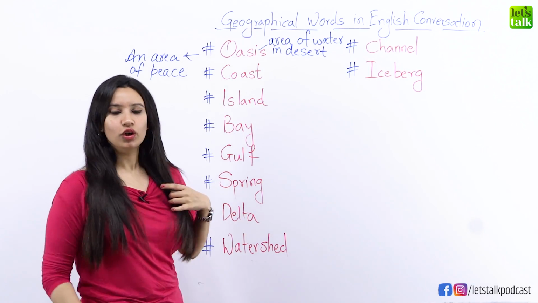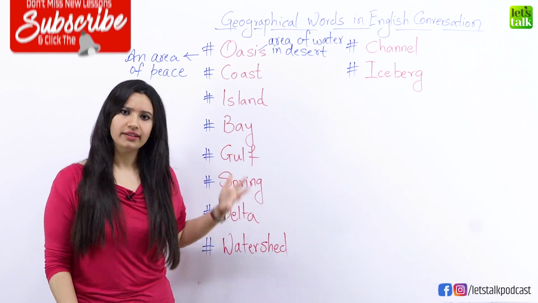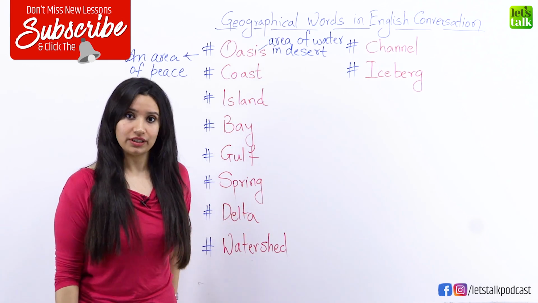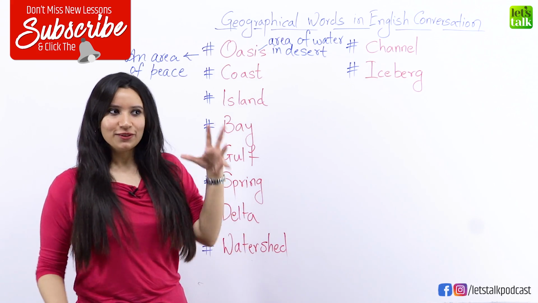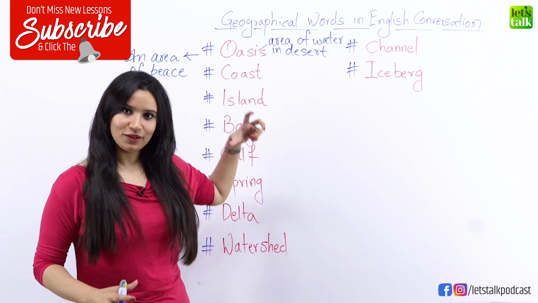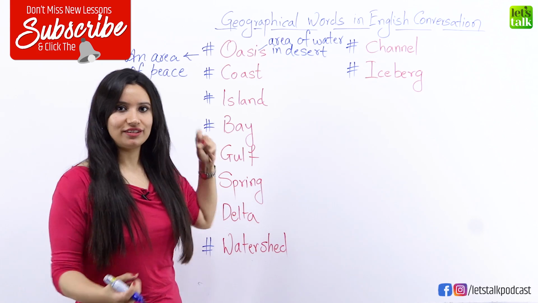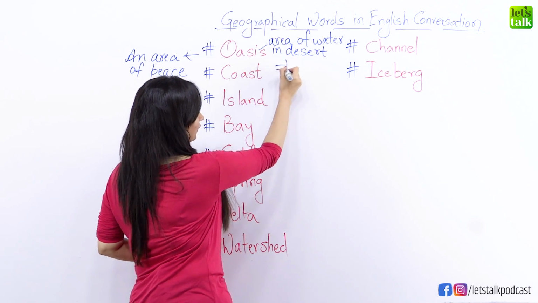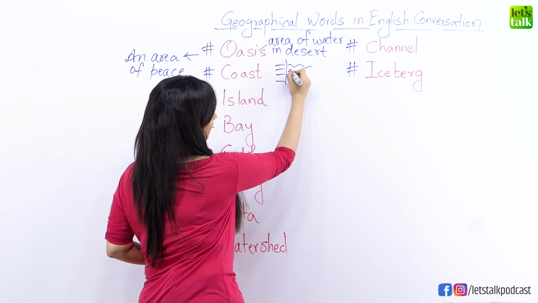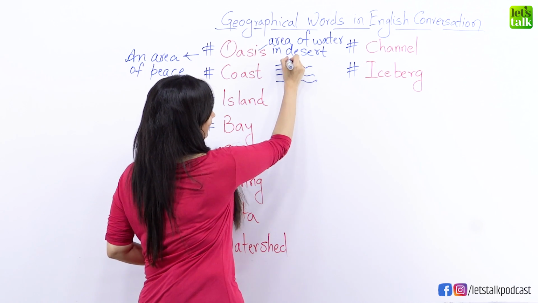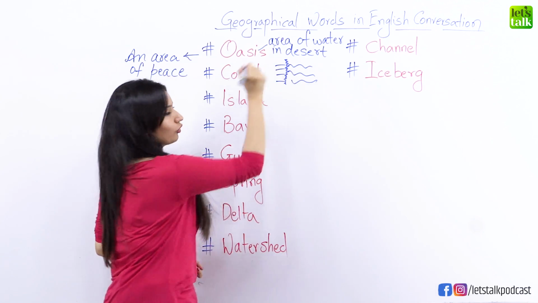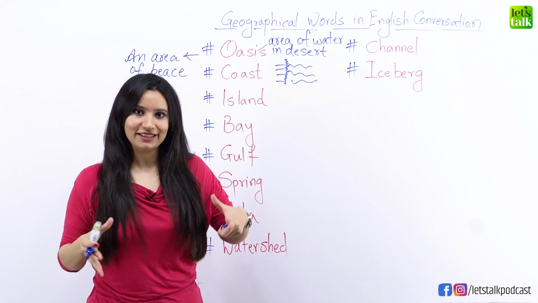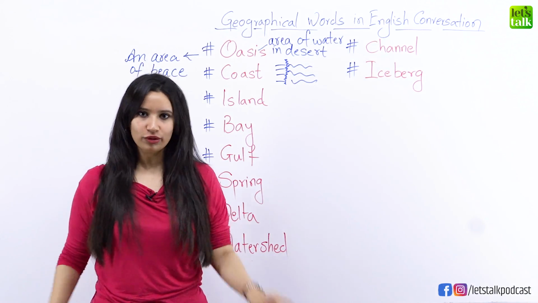And this is a coast. So all these are nouns, right? Nouns because they are names of water bodies. Now, what is a coast? So coast is the area of land when the land meets the sea, okay? So this is the land and here is the sea. And this area is called the coast because here the land is meeting the sea and it's a beautiful place.